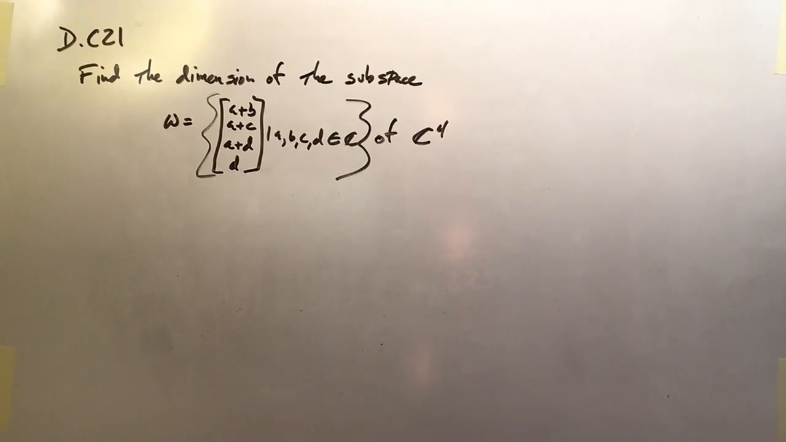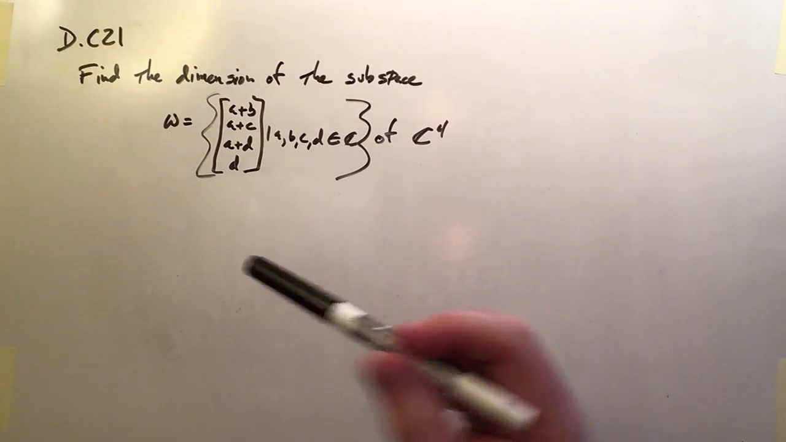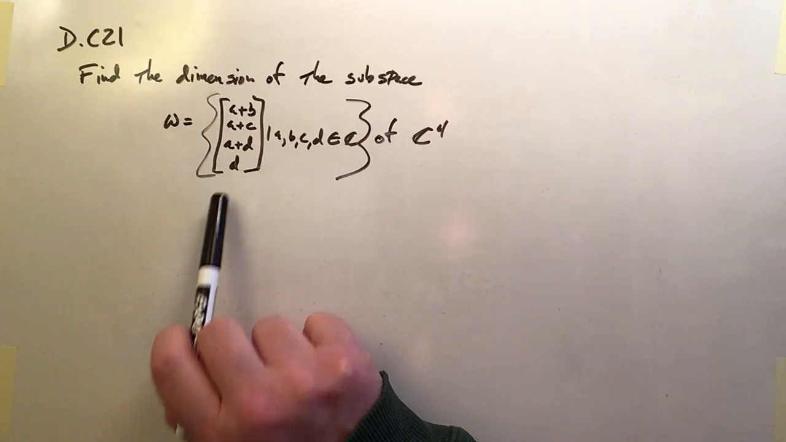This is sample problem D.C21. The section is on finding the dimension of subspaces. So let's take a look at it. The subspace we're interested in the dimension of is this one, W.